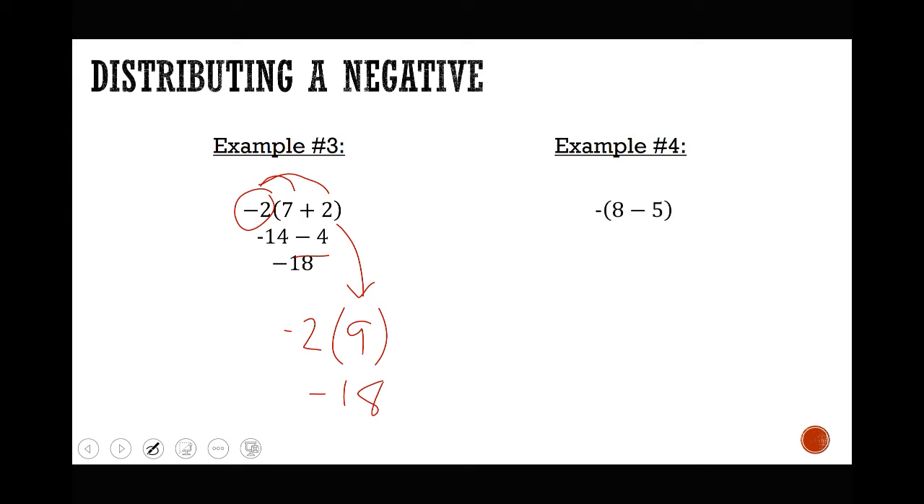Okay, this time there's not a number, but a little minus sign in front of the parentheses. So I want you to kind of imagine that that's a 1. So we're going to do the same thing, treating that negative as if it were a negative 1. So negative 1 times 8, and negative 1 times negative 5, which is positive 5. And negative 8 plus 5 is negative 3.